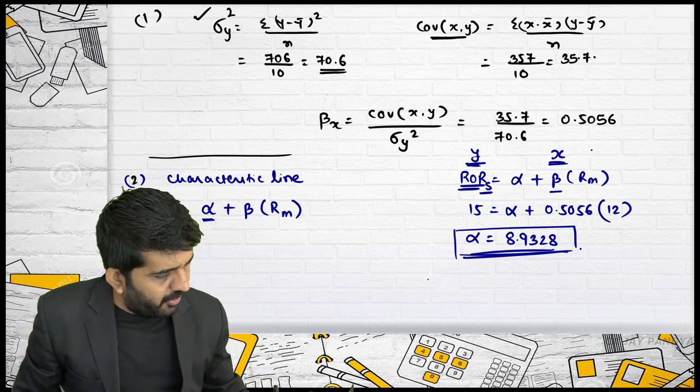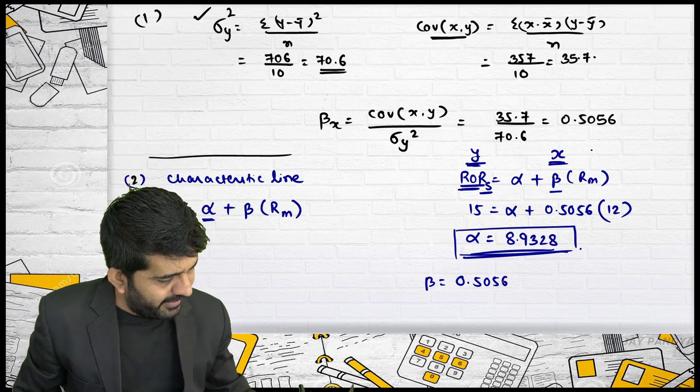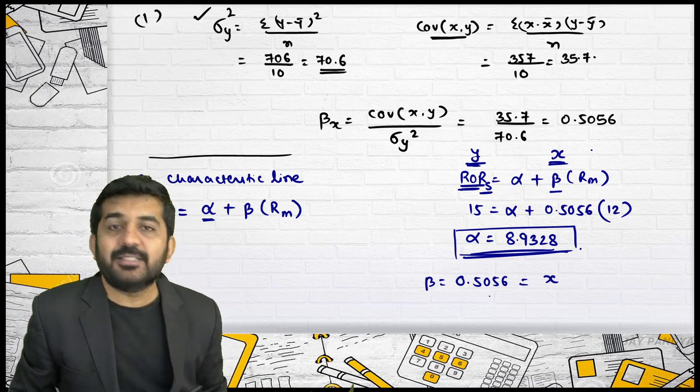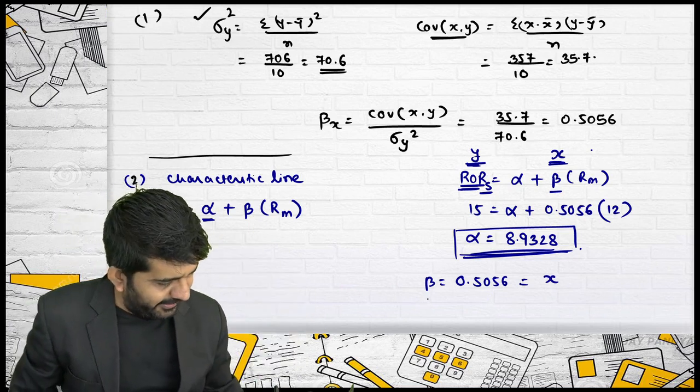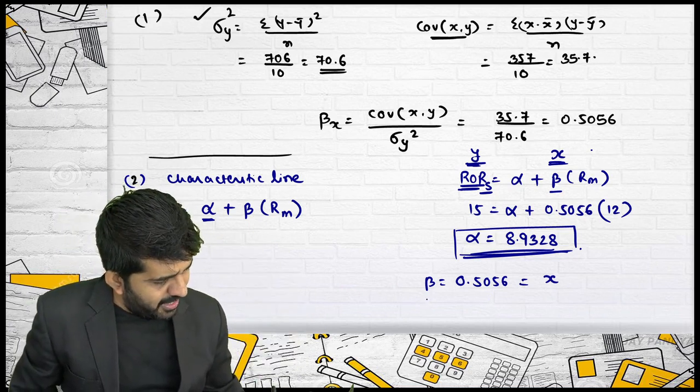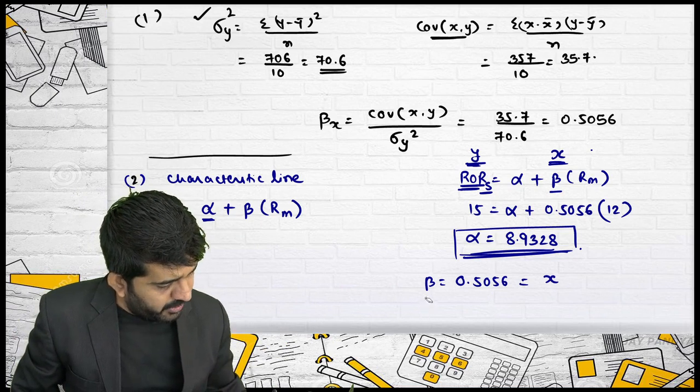What is the value of beta right now? Beta is 0.5056. And what is beta? X on the line in our characteristic line. And what is the expected or actual rate of return?